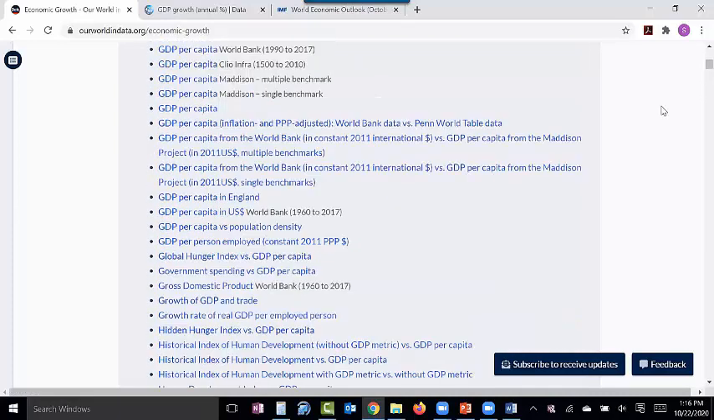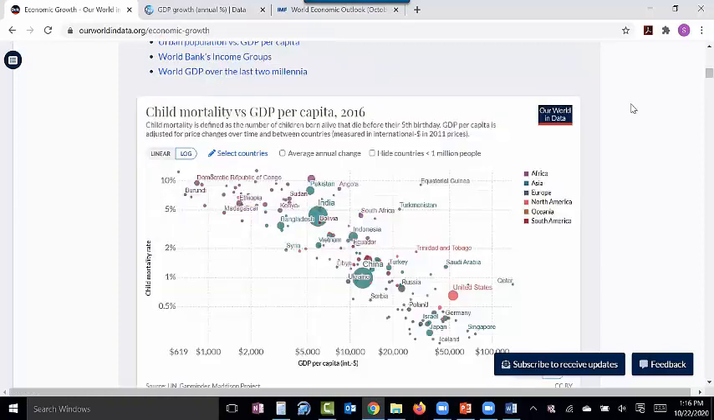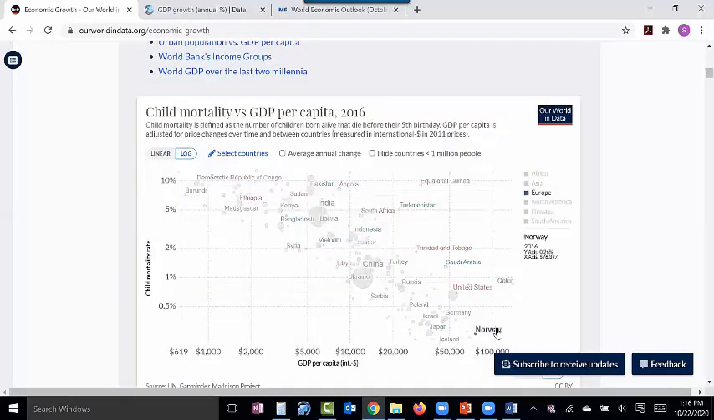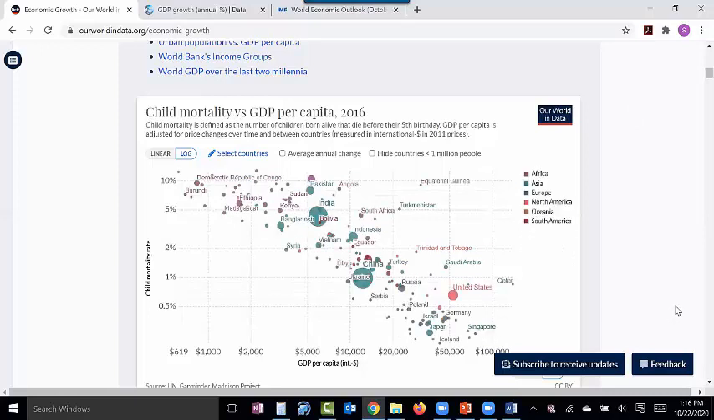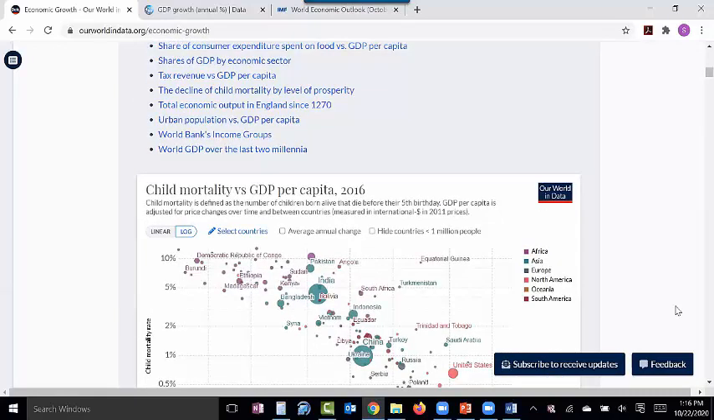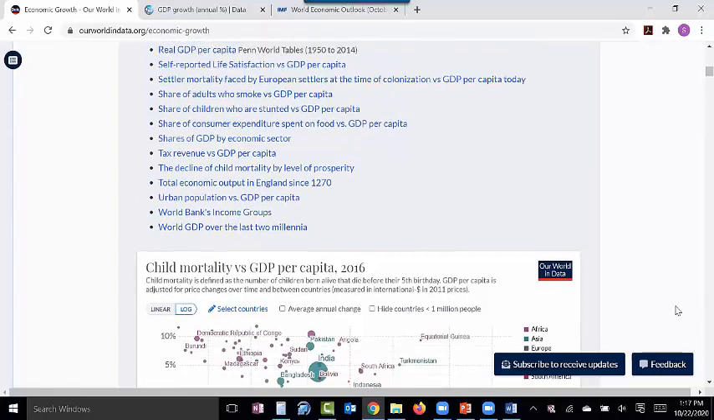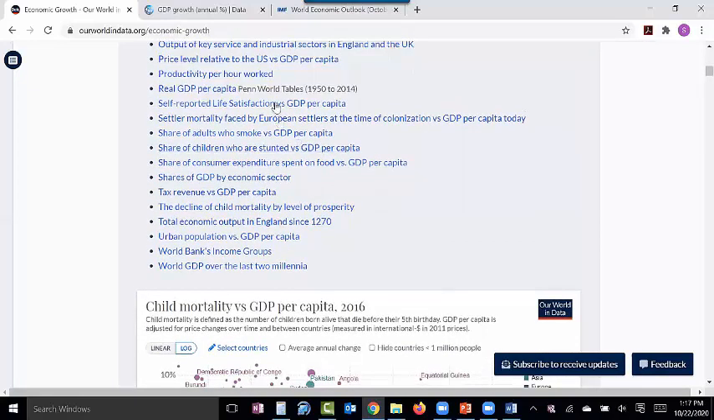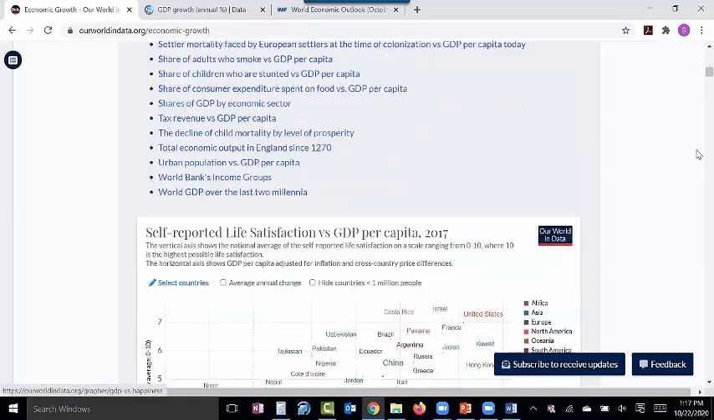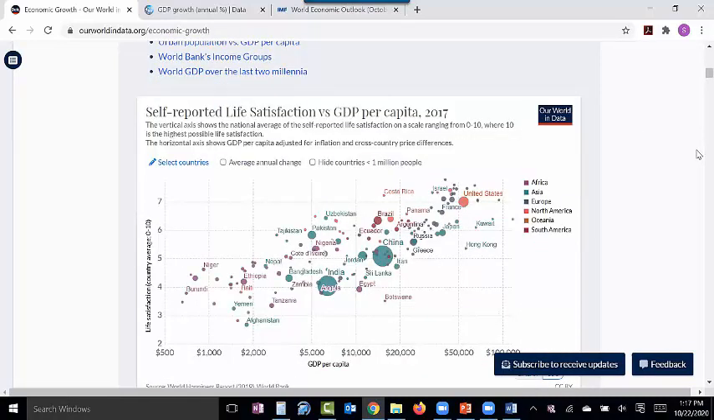And you can see that, again, the richer countries have a much lower mortality rate in children. The poor countries have a much higher rate. And so you can see these very direct relationships between some of the things we talk about. Self-reported life satisfaction was another one. Again, higher incomes, higher life satisfaction, lower incomes, lower life satisfaction. And so that's why we talk about economic growth, but the reason it's so important is about quality of life.